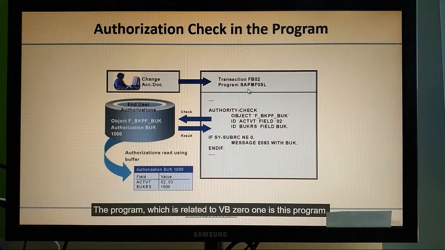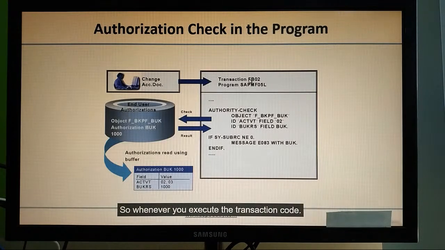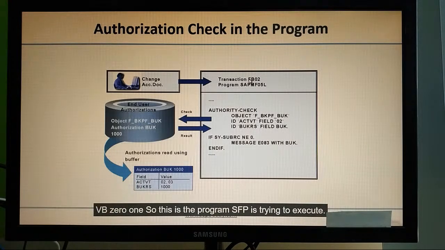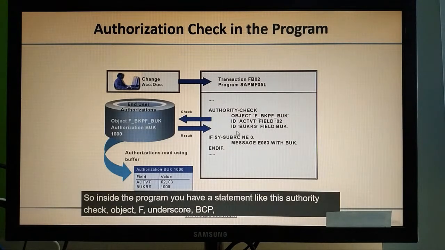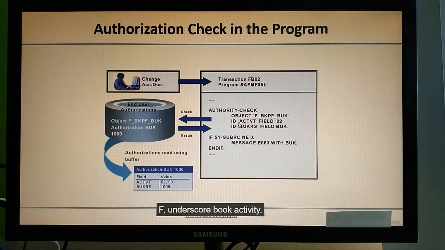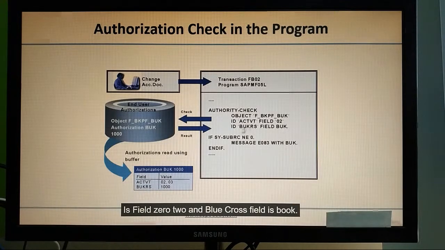The program related to VB01 is SAP MF05L. Whenever you execute the transaction code VB01, this is the program SAP tries to execute. Inside the program, you have a statement like this: authority check object F_BKPF_BUK, activity field 02 and BUKRS field BUK.